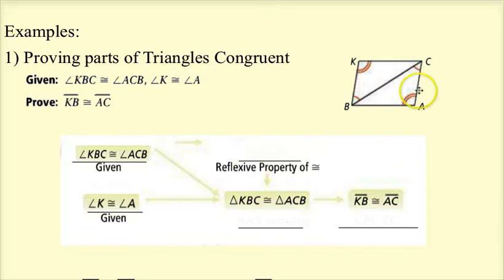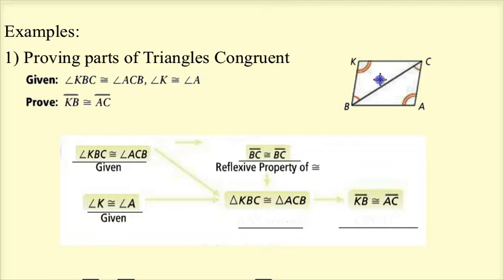See if there's something I should know. There's nothing else in my given that gives me any information about the sides, but is there anything else I should know about these two triangles? I'm always going to look to see if they share something, and they do. They share side BC right here. So since BC is in both triangles, I'm going to use my reflexive property and say that BC is congruent to BC.